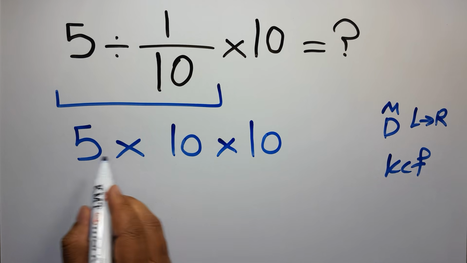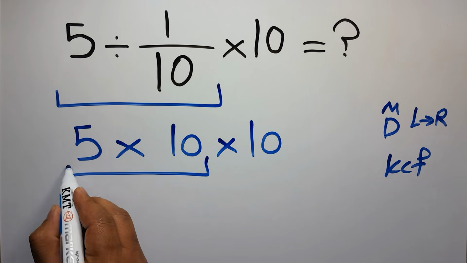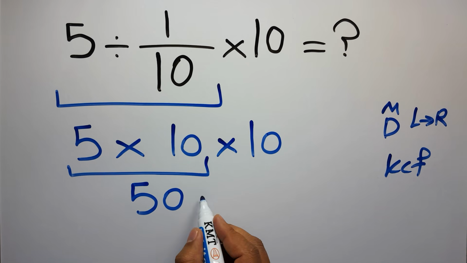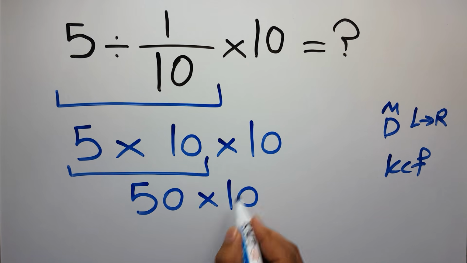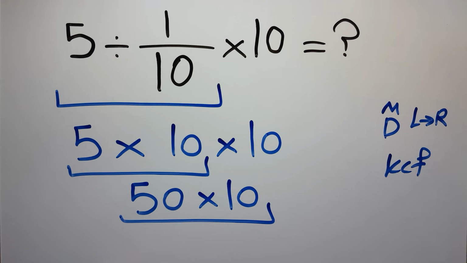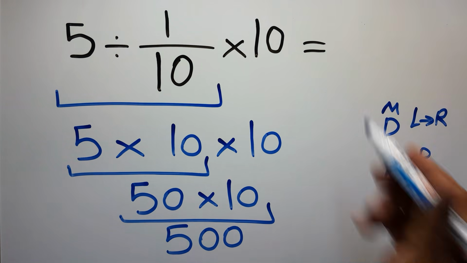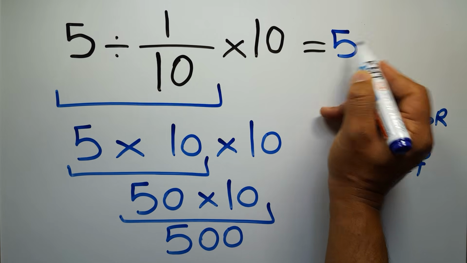Okay? 5 times 10 gives us 50. So we have 50 times 10, which equals 500. And this is our final answer to this problem. The correct answer is 500.